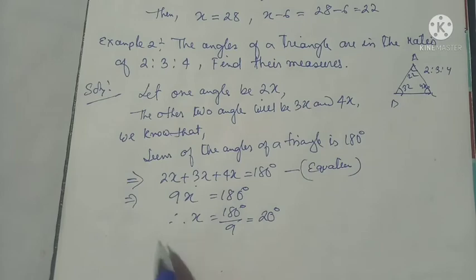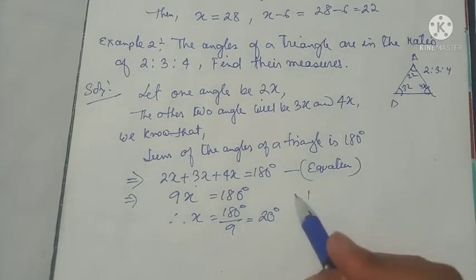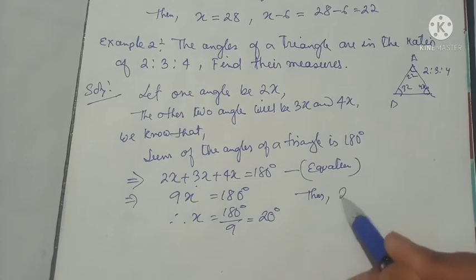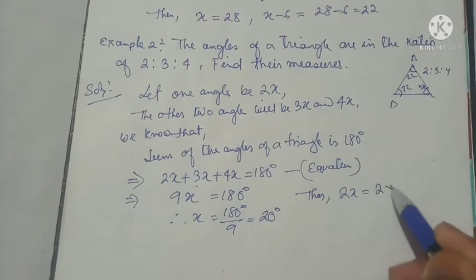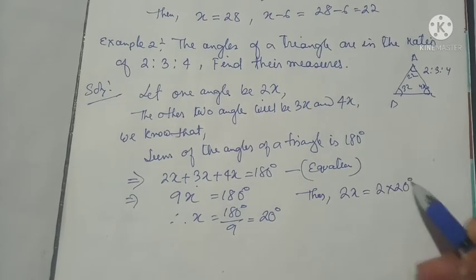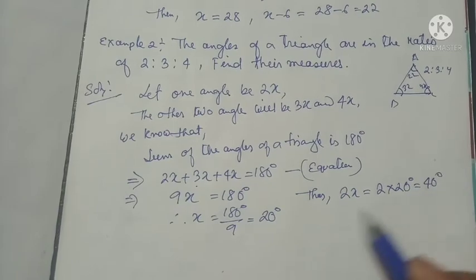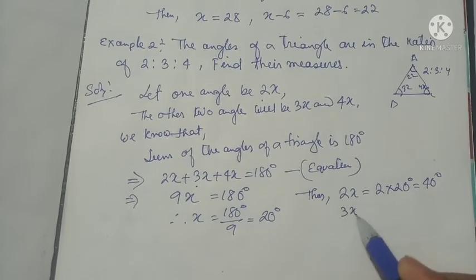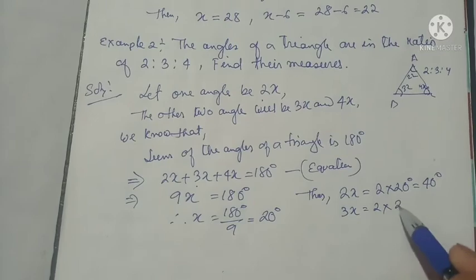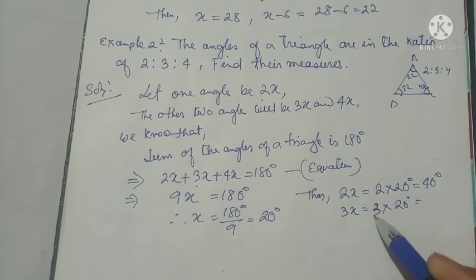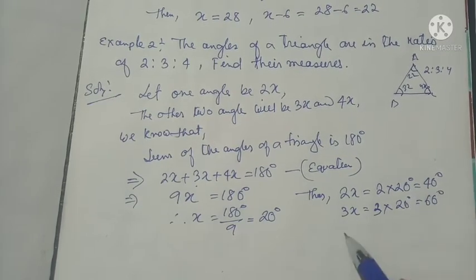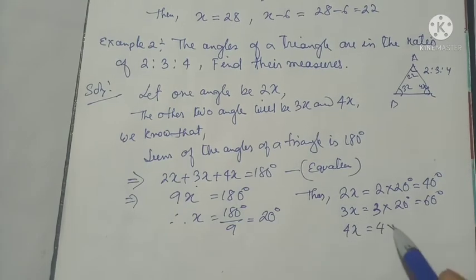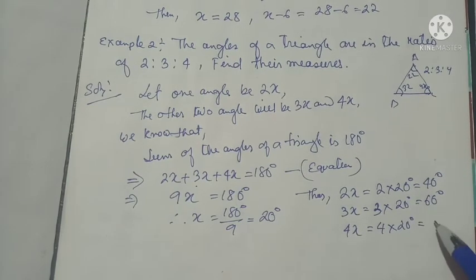Now here, thus 2x is equal to 2 into 20, that is 40 degrees. The next one is 3x. 3x is equal to 3 into 20, that is 60 degrees. And another one is 4x. 4 into 20 is 80 degrees.